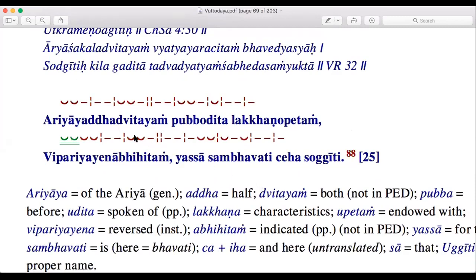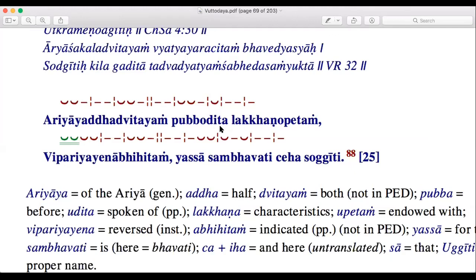In the Burmese translation also the meaning is given as both, because we know that the word for both is ubhaya or dvaya. Dvaya is also correct. The word is dvi, and the word is made as dvaya, dvayang. But here it is dvitayang, so it's not clear how it is made. However, my meaning should be taken as both. So adha dvitayang means both halves. Ariyaya adha dvitayang, both halves of the Ariya verse.